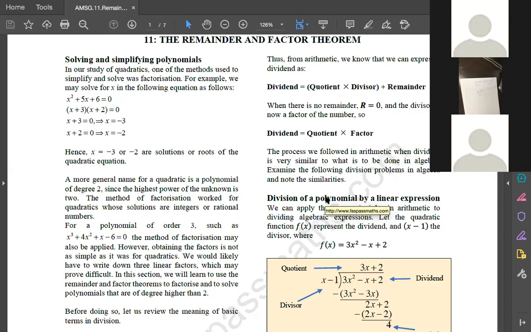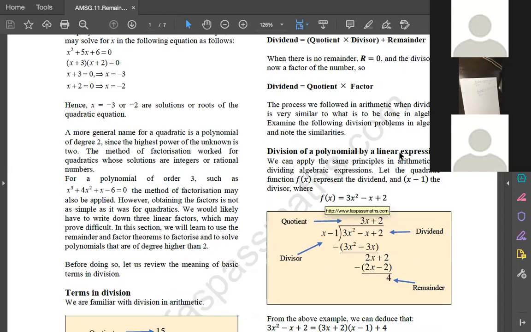Good. So when your remainder is 0, the formula becomes very, very easy. Now dividend is equal to quotient times the factor or the divisor. Very, very easy because now remainder is 0. So the process we followed in arithmetic, the process we have been following since grade 1, grade 2, grade 3, the long division. The long division process is the same thing we are going to use to solve these polynomials.